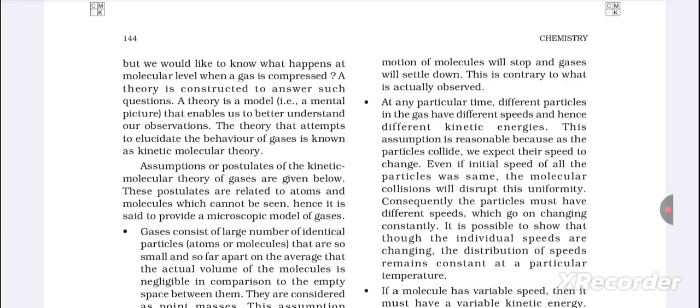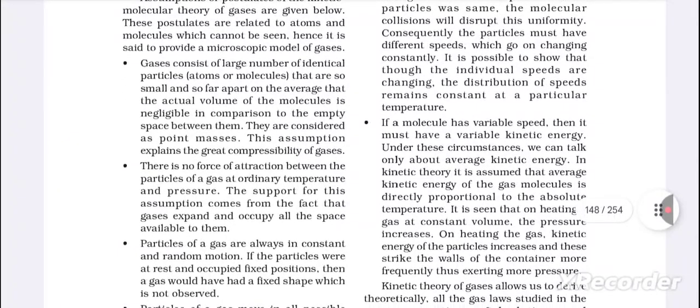Gases consist of a large number of identical particles that are so small and so far apart on average that the actual volume of the molecules is negligible in comparison to the empty space between them. They are considered as point masses. This assumption explains the great compressibility of gases. There is no force of attraction between the particles of a gas at ordinary temperature and pressure. The support for this assumption comes from the fact that gases expand and occupy all the space available to them.